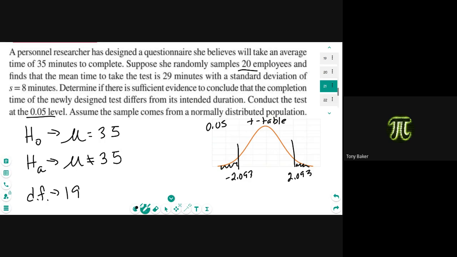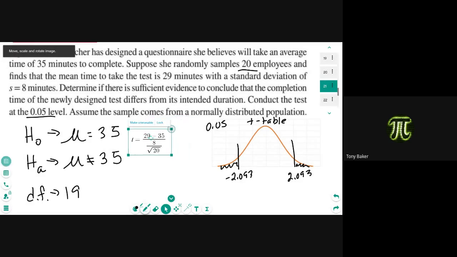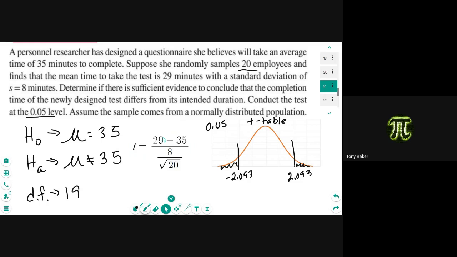All right. So we're going to use our T. My mean time to take the test was 29, minus the null hypothesis, which is 35. My standard deviation is 8, divided by the square root of 20.